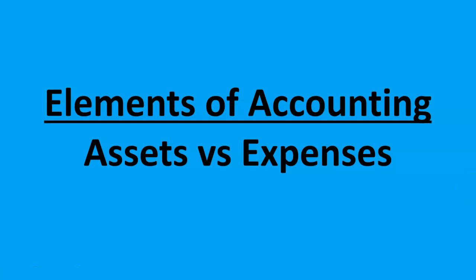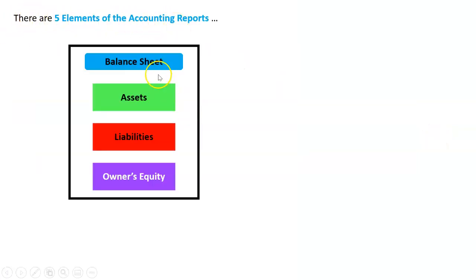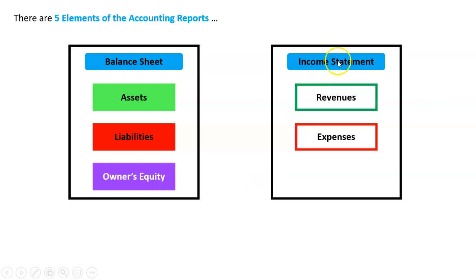The final thing we want to talk about in the elements of accounting is the concept of an asset versus an expense. This can be very confusing. They can often look really, really similar. So what are we talking about? We're saying there's 5 elements of the accounting reports. In the balance sheet, there's assets, liabilities, and owner's equity. So that's 3 elements. And in the income statement, there's revenues and expenses.